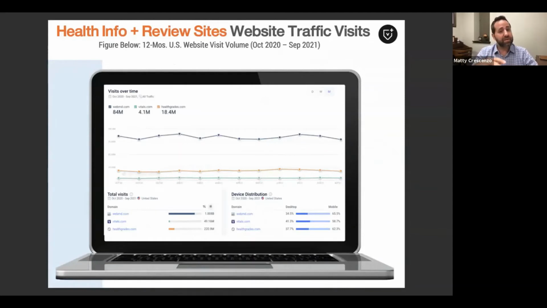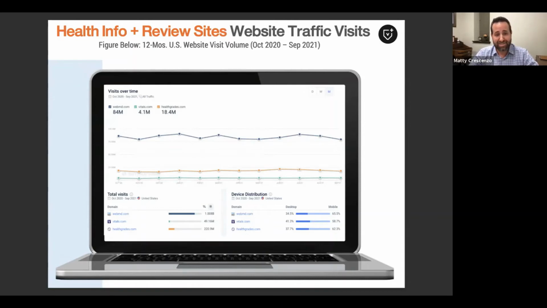And so there's a significant amount of traffic and online activity, and we've seen this increase by about 26% year over year across the big three health information and review sites. If you look at these trends, this is showing overall traffic visit volume across the big three: WebMD, Vitals, and Healthgrades. You could see by far the most online traffic is going to WebMD. That's the #1 website for self-diagnosing of health information. Then you see Healthgrades at 18.4 million, Vitals at 4.1.